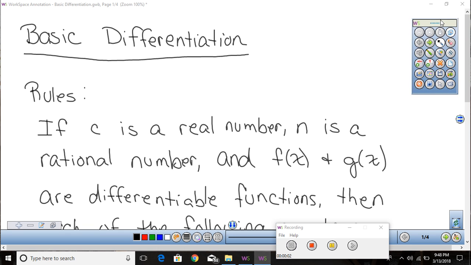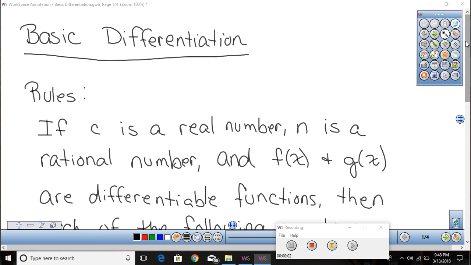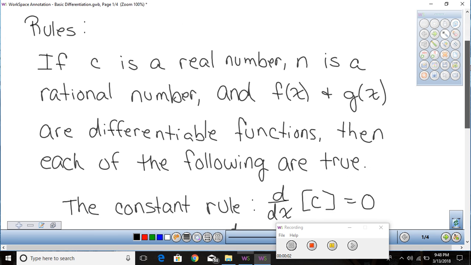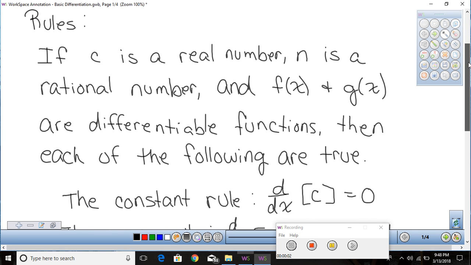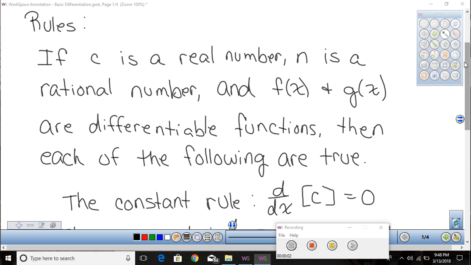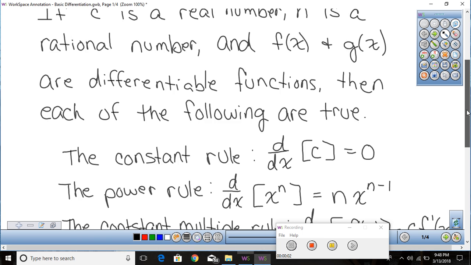Okay, so we're going to talk about some basic differentiation rules. Alright, so if c is a real number, n is a rational number, and f of x and g of x are both differentiable functions, then each of these following rules is true.